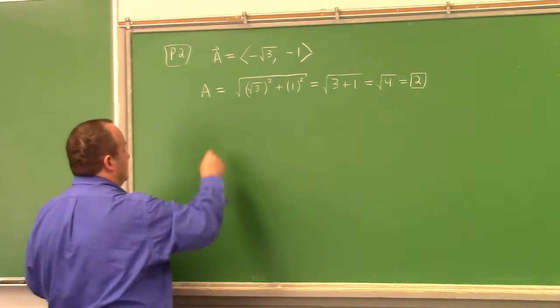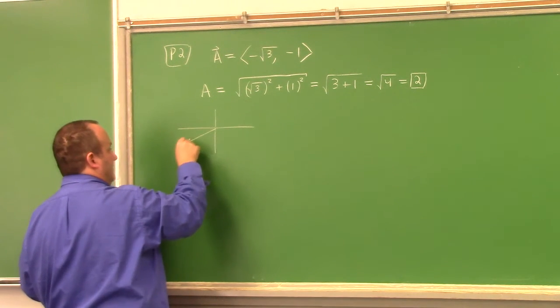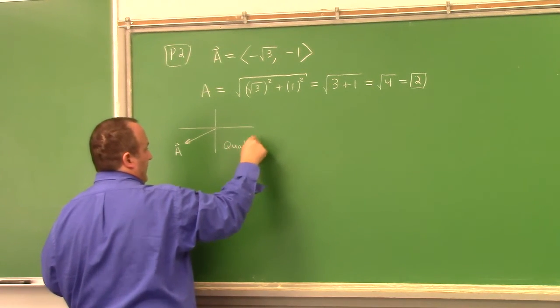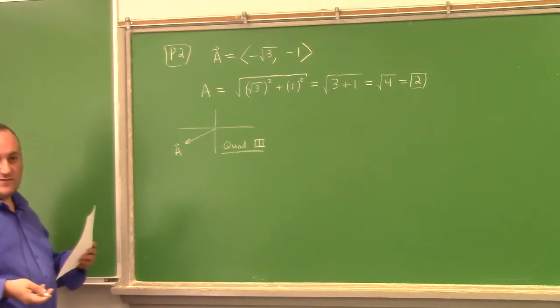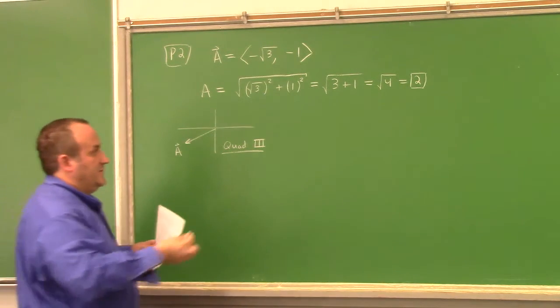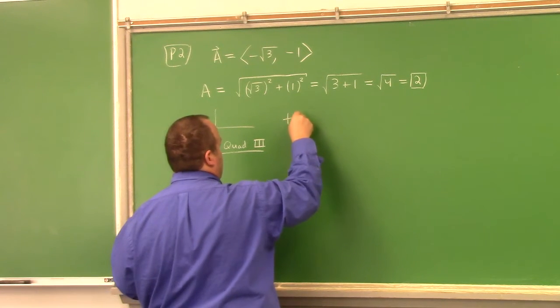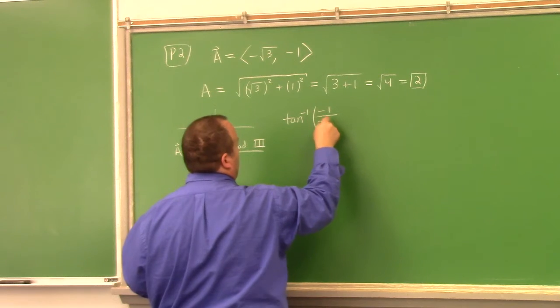And keep in mind where we're looking here. This is something like this, right? So this is in quadrant 3, which means we don't just use inverse tangent for the angle, right? So calculate inverse tangent, it's helpful. What is the inverse tangent of minus 1 over minus root 3?